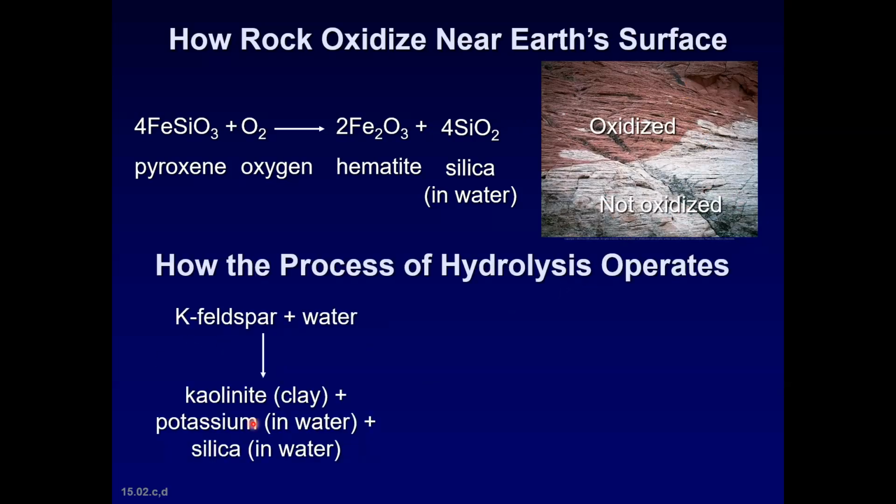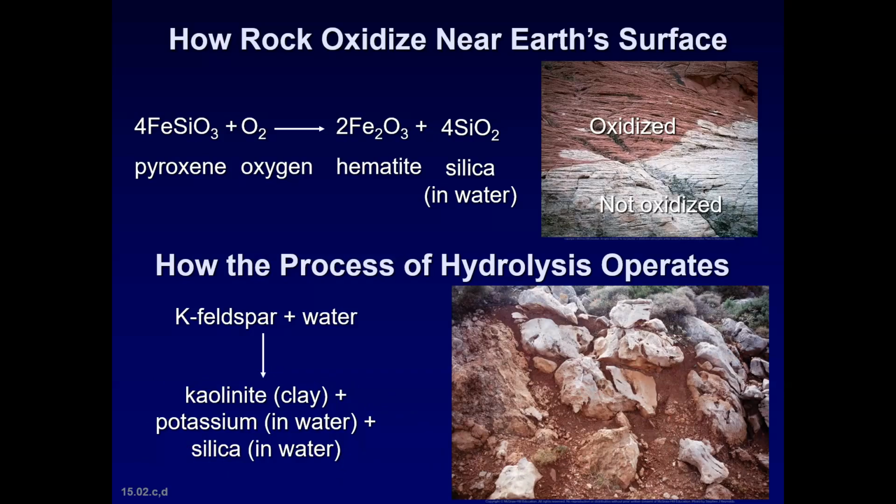And then here's an example of hydrolysis. Okay, so potassium feldspar plus water will then yield kaolinite, which is a clay mineral, and potassium in water and silica in water. And that can look something like this. And we see a lot of weathering due to hydrolysis in hot and humid climates like the state of Georgia, for instance, which is known for its red dirt and kaolinite. So this rock is dissolved and parts of it are converted to red clay.